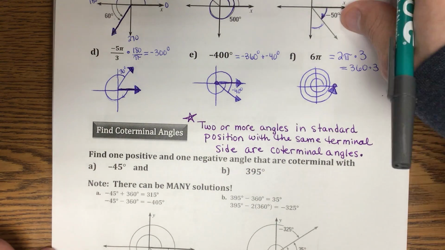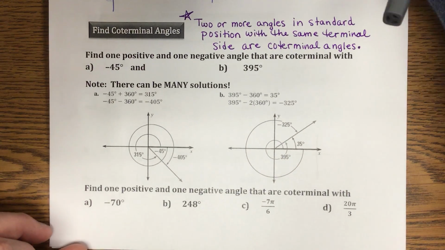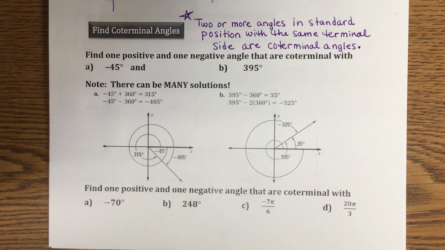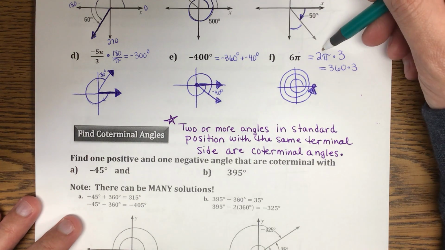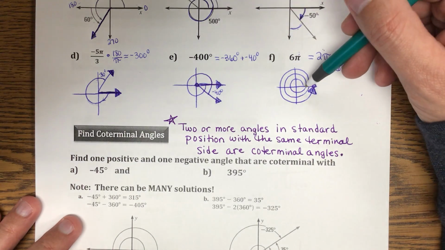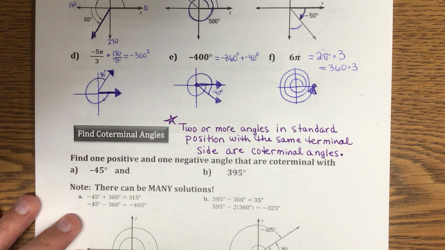The other part of this section, and then we'll see in the next video all the connections to sine, cosine, and tangent, but the other part of this video is finding coterminal angles. 2 or more angles that are in standard position with the same terminal side are called coterminal angles. So once again, 2 or more angles in standard position with the same terminal side are coterminal angles. It's basically, and I'll give you an example right here, 6 pi and 2 pi are coterminal angles because it's basically 1 more or 2 more or 3 more rotations of the same angle.